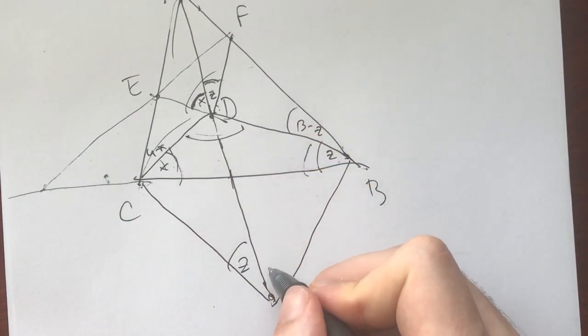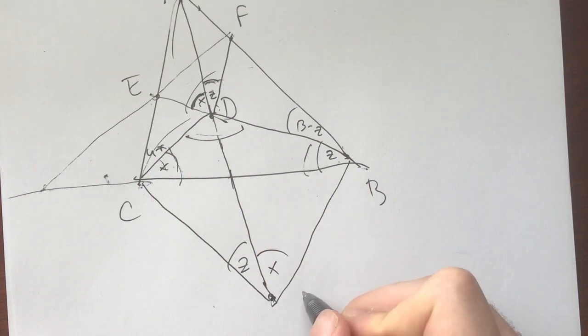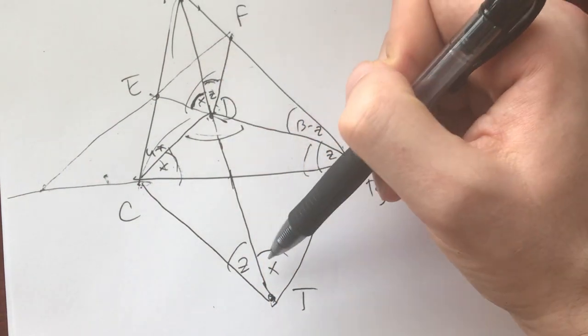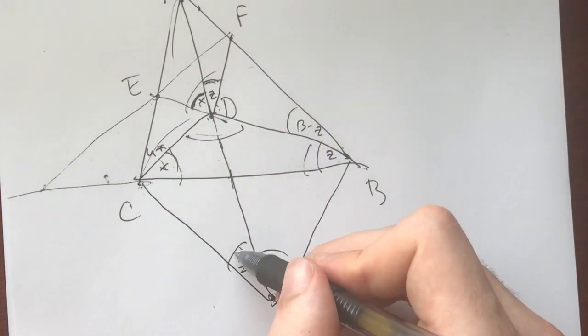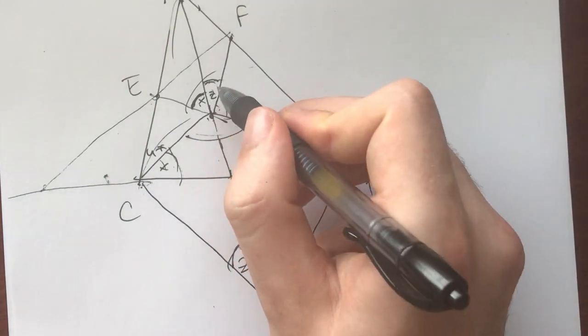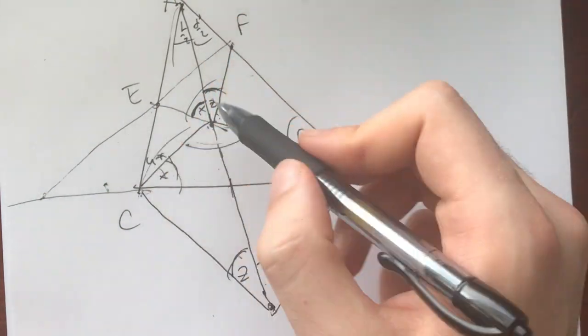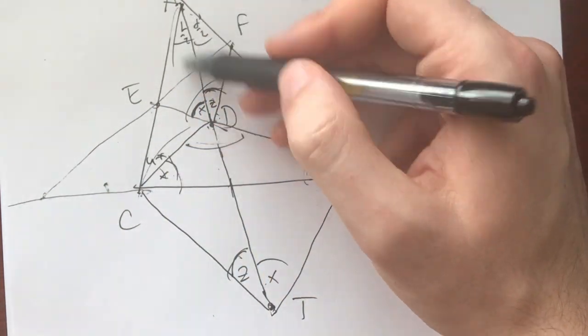We have Z, we have X, let's call this point T. And now what do we have? We have ADT. Okay, so this is Z, Z, Z. Okay, and this is alpha half. Well, now we have some similarity. So what does the similarity go?